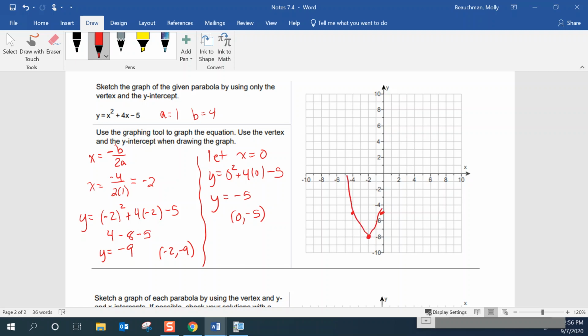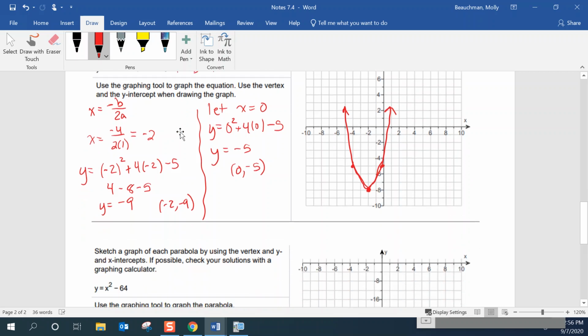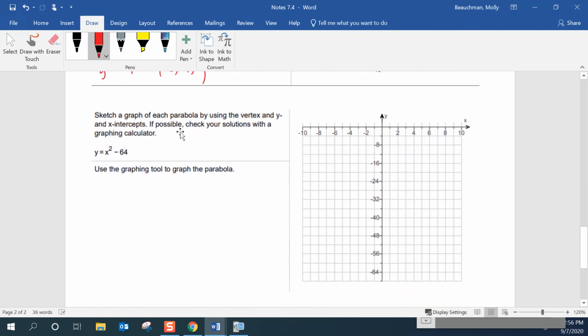Oops, my math lab, you'll have a much easier time with the graphing tool in my math lab. There we go. All right, so that's graphing using the y-intercept and the vertex. So you try the next one.